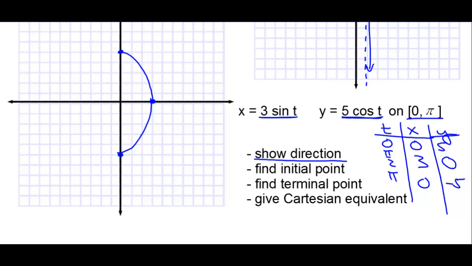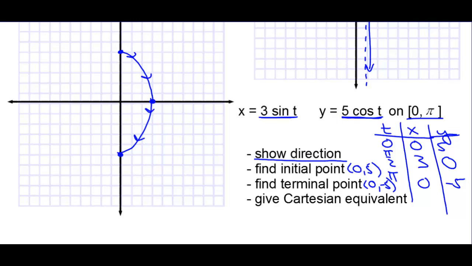Show direction. Well, I started at the top and I worked my way to the bottom. So that's how you show direction. Just put a few arrows on the curve. Find initial point. Initial point is where we started. So the initial point would be 0, 5. The terminal point is where we ended. We ended at 0, negative 5.